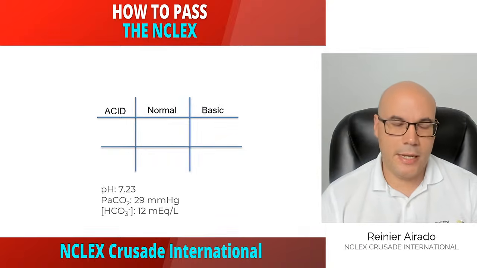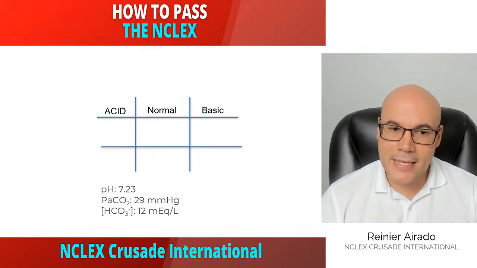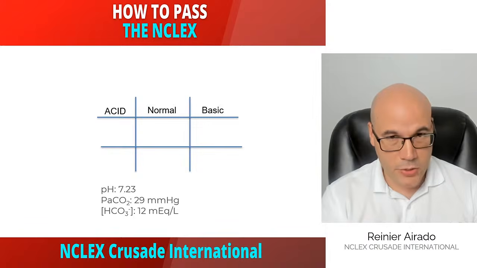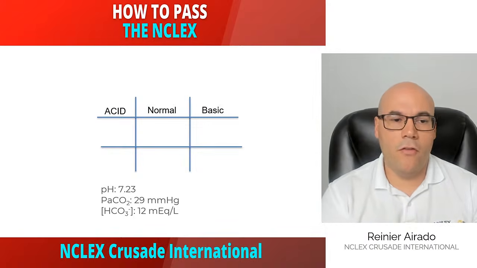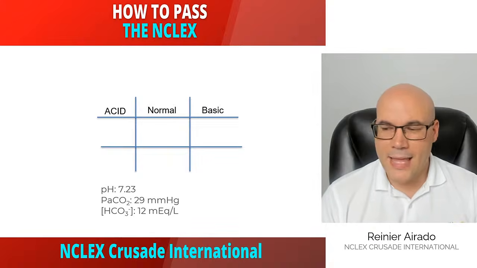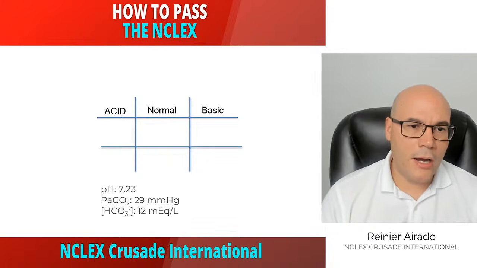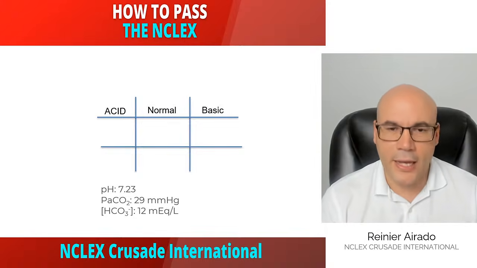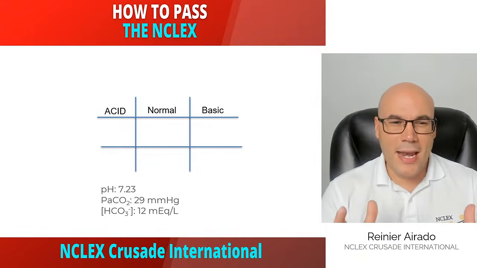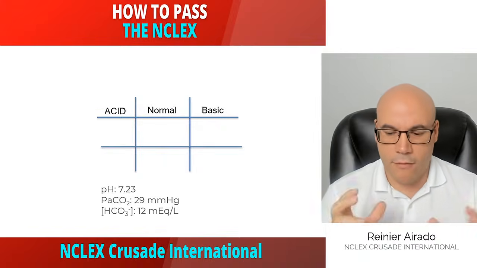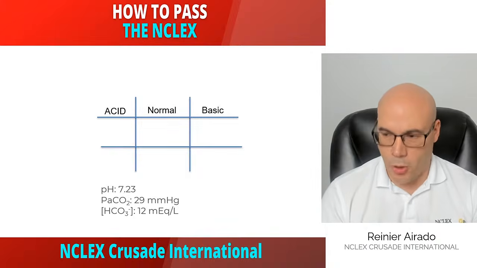So I asked this question at the NCSBN annual meeting, and basically their response was that whenever they give you values on the NCLEX, they will usually be extreme values. For example, if they're talking about bicarbonate, they will not give you 20 or 21, because they know that this is a problem. They will usually give you extreme values like 15, 14, 11, so it is very clear that you have an abnormal bicarbonate value. This is important for you to know.